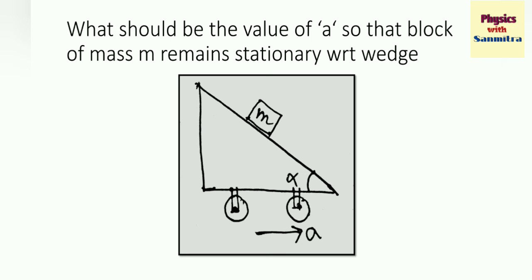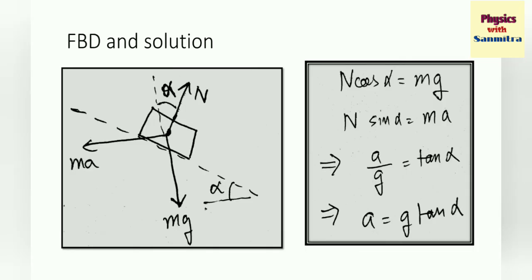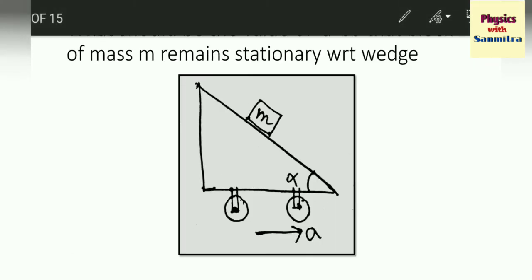This is a similar question only. This is also very easy. We just have to know how to draw the free body diagram and how to resolve it. Again, the concept I am telling you, I will not go into full details because you already know. See, this was the position of the block. I am observing it with respect to an observer outside.